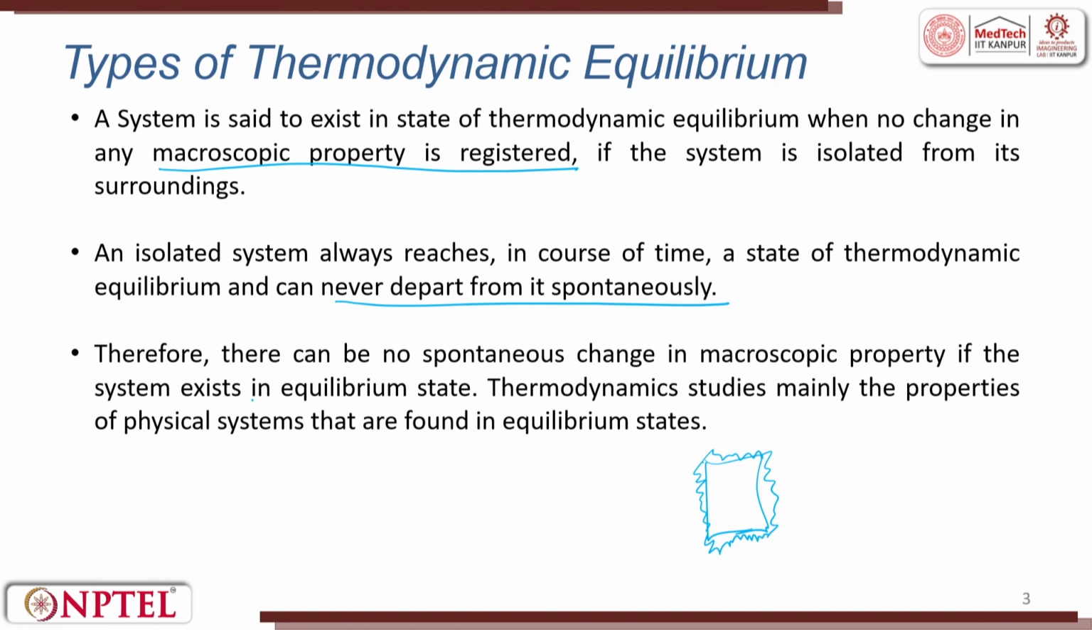Therefore, there is no spontaneous change in macroscopic property if the system exists in equilibrium. This is very important. If the system exists in equilibrium, there is nothing called change in macroscopic property. For example, you take a pan in normal kitchen condition where temperature, pressure, everything is set like room temperature. Then you keep a pan, without heating it, you are just keeping it in place. So, therefore, there can be no spontaneous change in the macroscopic property if the system exists in equilibrium condition.